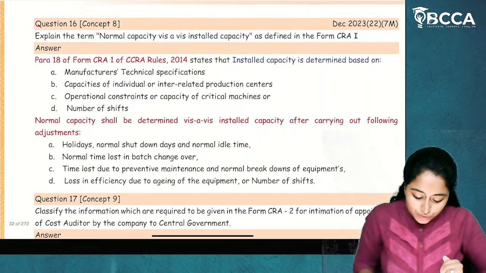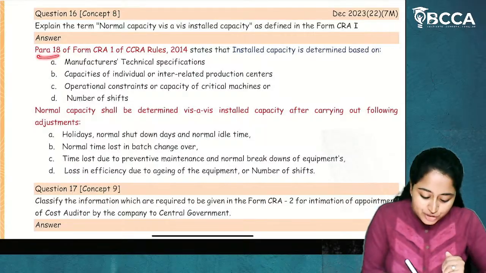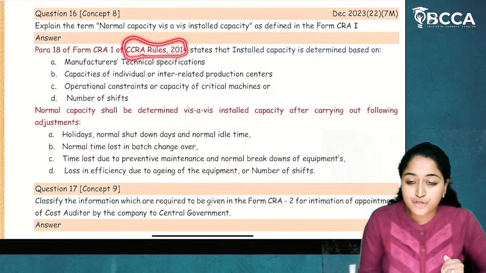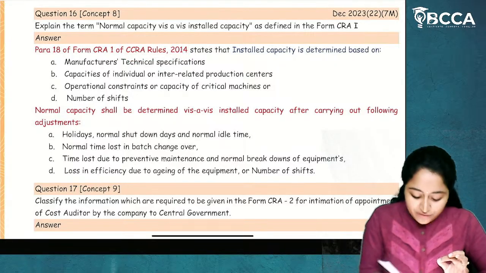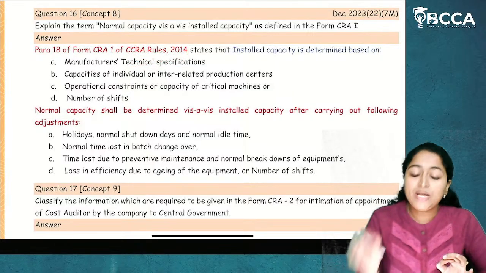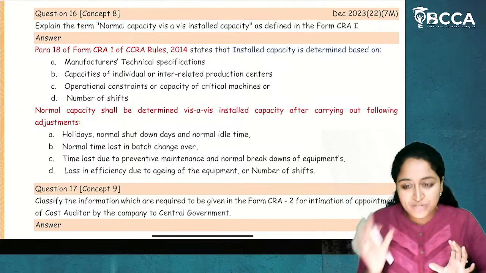So this is what you will write in normal capacity versus installed capacity. First, you will write para 18, Form CRA 1 from Companies Cost Records and Audit Rules 2014. Even if I have given a short form, you will not write it in your examination. Please make it clear. Companies Cost Records and Audit Rules 2014, you have to mention it.